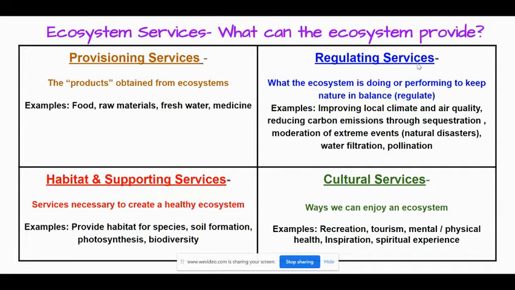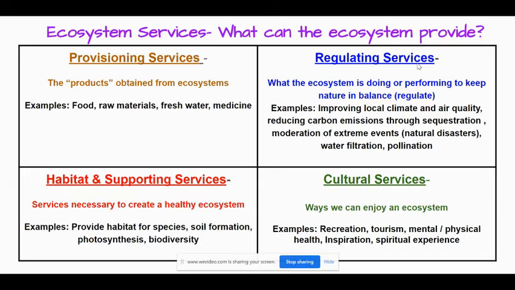A regulating service would also be water filtration. We know that when it rains, water goes into the soil. We've learned about how soil is such a good filter, and eventually that water will pool in an aquifer, groundwater underneath. And lastly, another example would be pollination, and since pollinators are a keystone species, that helps regulate the performance of that ecosystem.